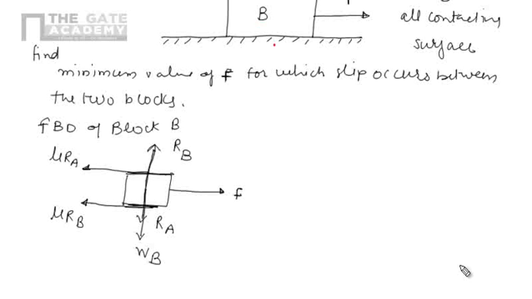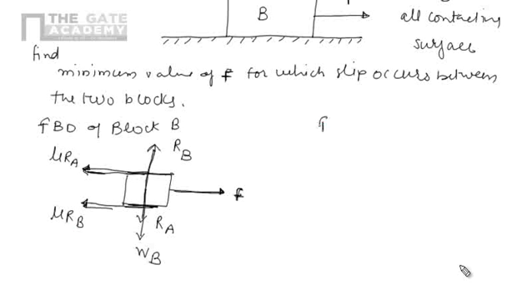This block is in contact with the table, so there will be a reaction called RB. A and B are in contact here, so there will be reaction RA, and this F is acting in that direction, so obviously the frictional force at the contacting surface will act in the opposite direction. Here we have reaction RA, so that is mu RA. Here we have reaction RB, so we have mu RB. So this is the free body diagram for B.